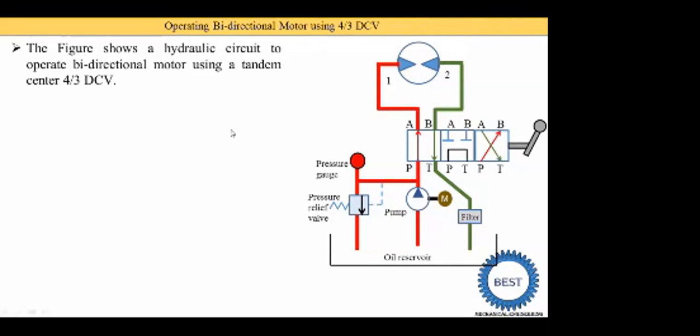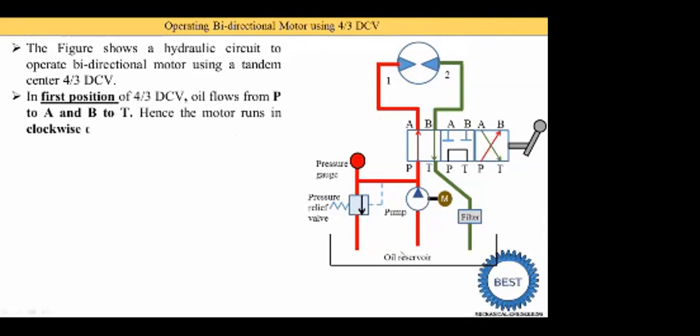Now in the first position, this diagram is for the first position. For the mid position and second position, I show you with these animations how it is connected with the motor and the hydraulic system. Okay. Now during the first position, you see the P port is connected with the A port and the B port is connected with the T port. So the same thing is written, oil flows from P to A and B to T. Hence the motor runs in a clockwise direction.